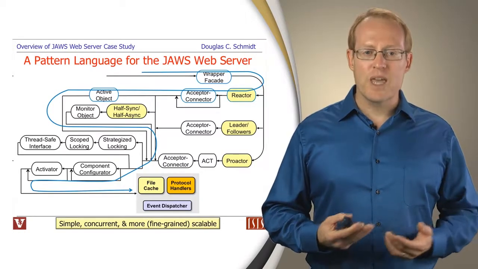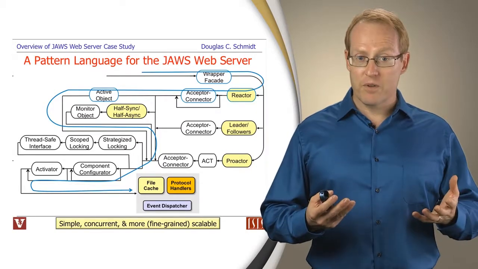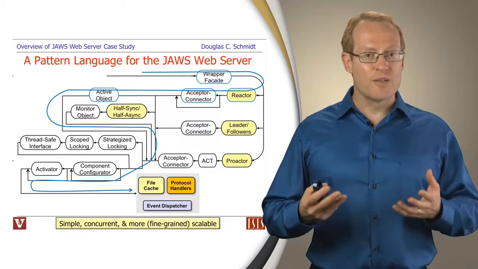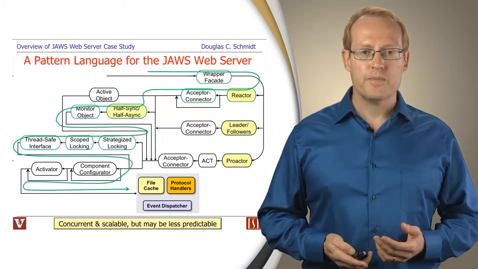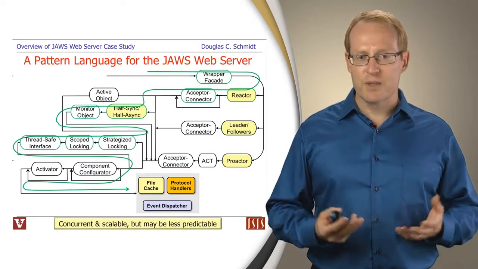By doing this, we keep some of the benefits from before. It's still fairly simple to develop. We now have multi-threaded concurrency, and we'll also be able to get a finer level of granularity of scalability by using the thread per connection approach. We'll see as we go forward, though, that thread per connection does have some limitations.